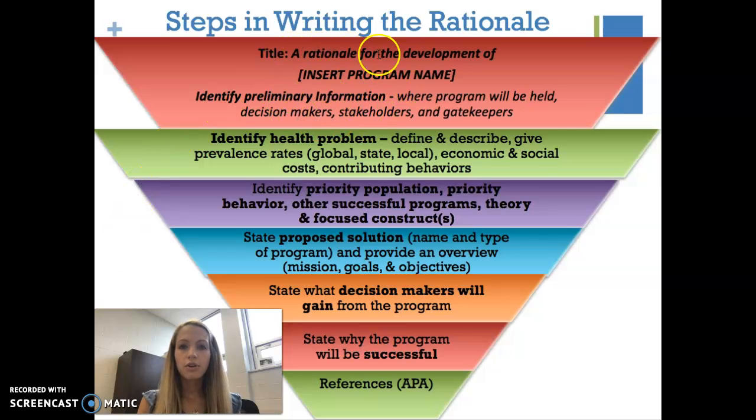All right, so let's go back to our steps in writing the rationale. We have gone through our steps here. We've picked a title, we've talked about the health problem, we've talked about our priority population and those guiding theories, our concepts, constructs, and things like that. And so now we're going to focus on our proposed solution. So what are we actually going to do in our program? We are going to review today the mission, goals, and objectives of our program. And this is what helps guide us and keeps us on track for what we're actually going to accomplish in our program.